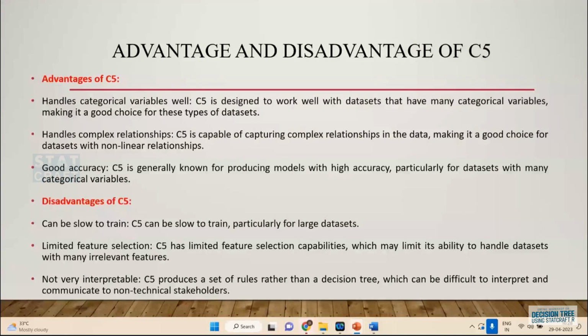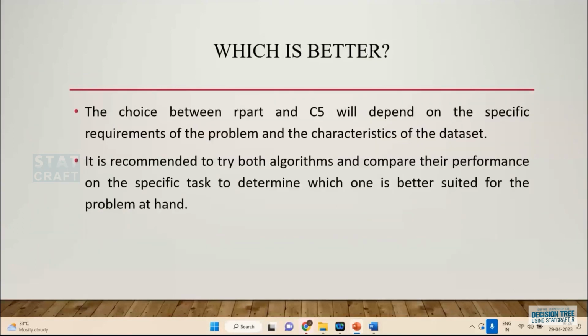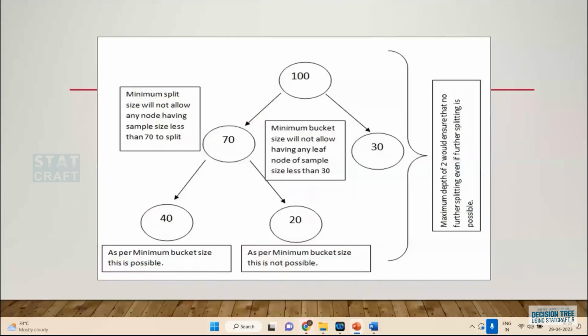Which is better? It depends upon the algorithm and how complex the data is. It depends on that. Now, building a decision tree. First of all, see this on your screen.